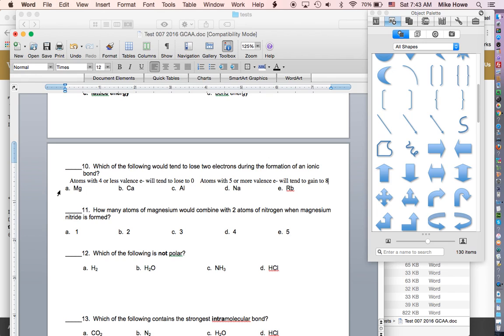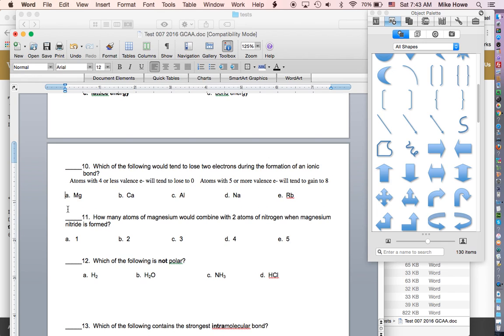All right, so if you look at the number of valence electrons, magnesium has 2, calcium has 2, aluminum has 3, sodium has 1, and rubidium has 1. So you're looking for losing 2 electrons, so either one of these answers would have been fine. Remember I told you there are a couple of questions that have 2 correct answers, and I'd take either one, so that was either A or B.